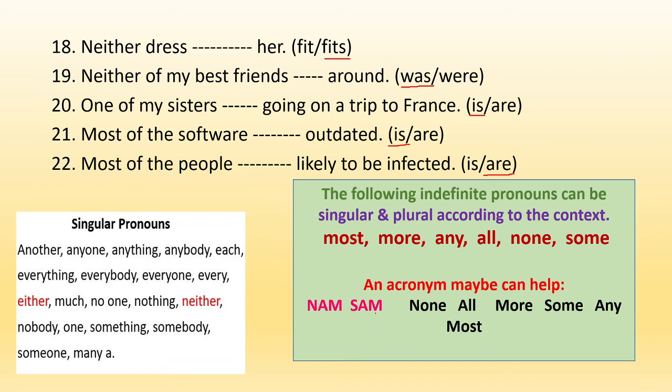From N we have none, then all, then more. It becomes NAM, and then SAM: some, any, most. So just remember these six, because these six can pose a confusion. They can be singular and they can be plural.